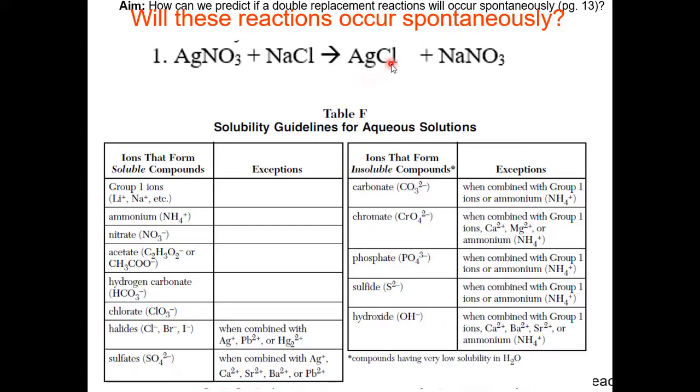Let's look at AgCl. From the previous slides, we determined AgCl was insoluble, because when chloride bonds with Ag is an exception according to table F, therefore it is insoluble. For sodium nitrate, sodium, if you look at table F, it is always soluble. Therefore, sodium nitrate is soluble. Since one of the products is insoluble, this double replacement reaction is spontaneous and will happen. In the chemical reaction, we're going to write in the phases. So silver chloride is a solid, and sodium nitrate is aqueous.